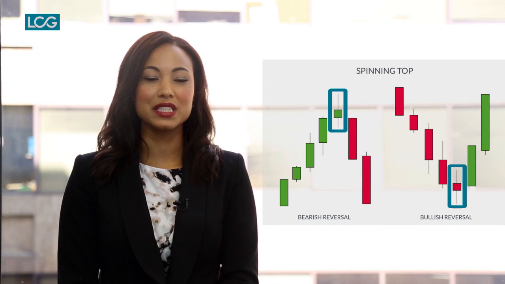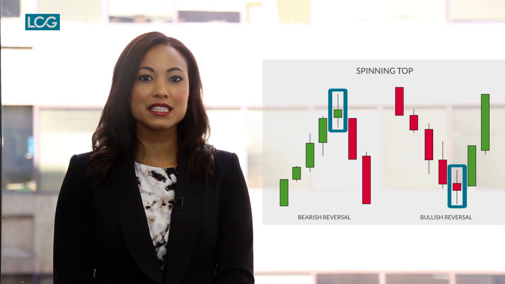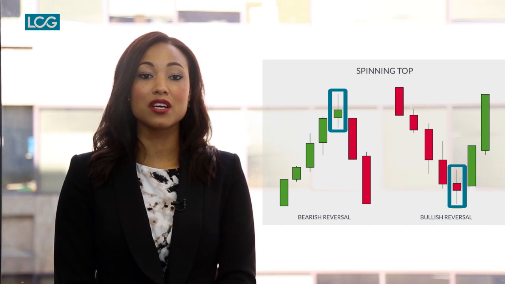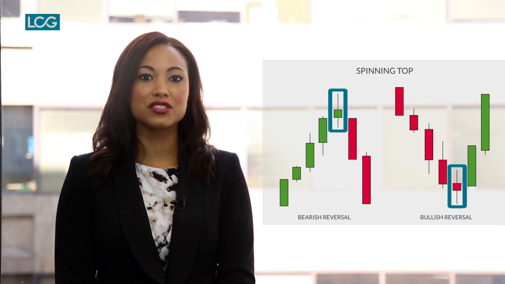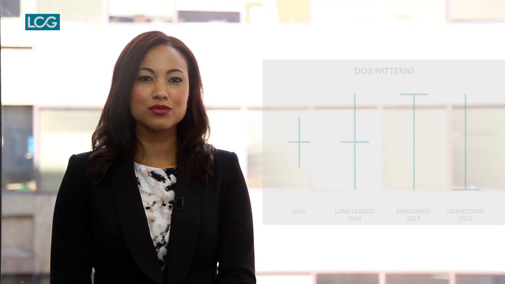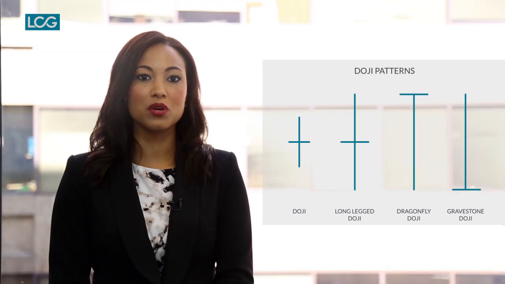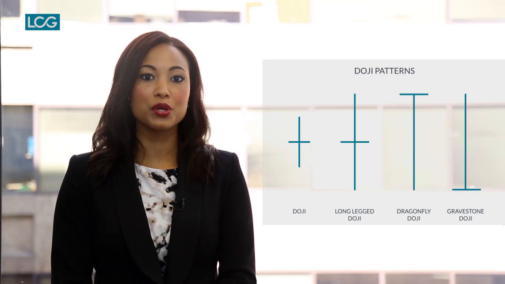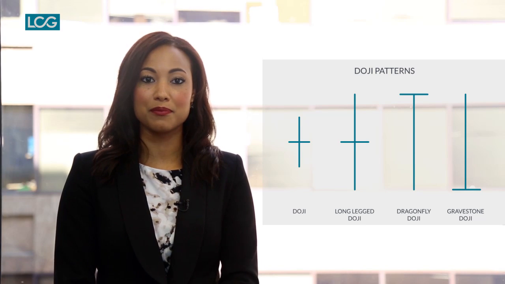A small real body, whether it be red or green, with a long upper shadow and lower shadow is called a spinning top. Now it indicates a period in which the bulls and bears are in a tug of war and signals indecision in the market about the future direction of the asset. Now as the real body gets smaller, we ultimately wind up with a doji, which is a candlestick line which has an equal open close and thus no real body.